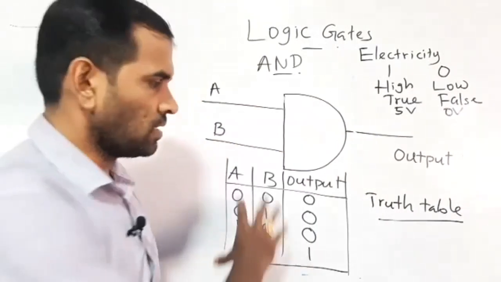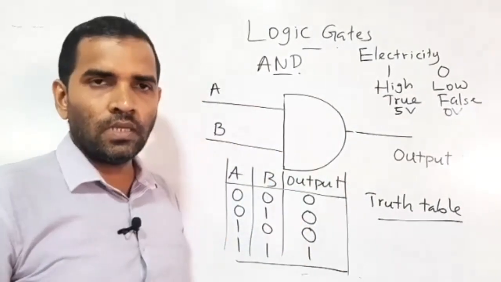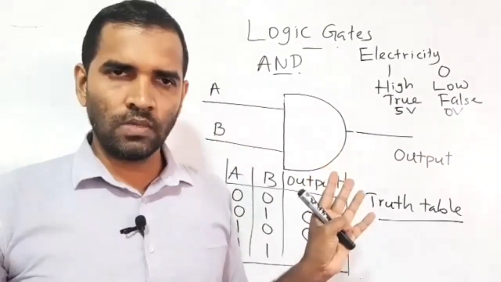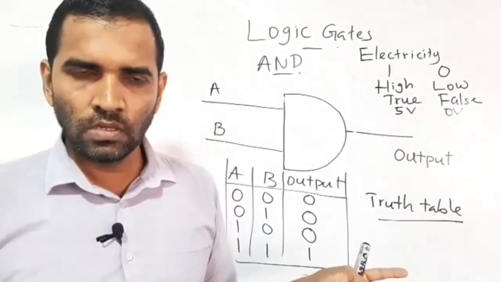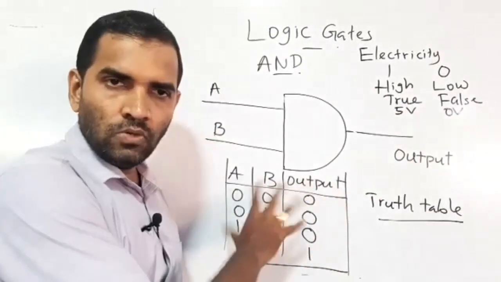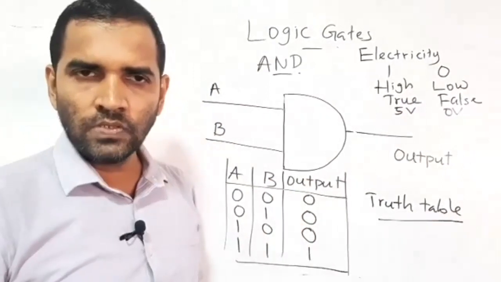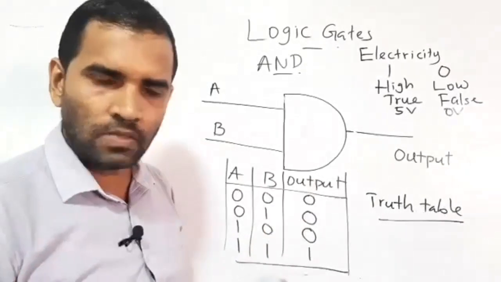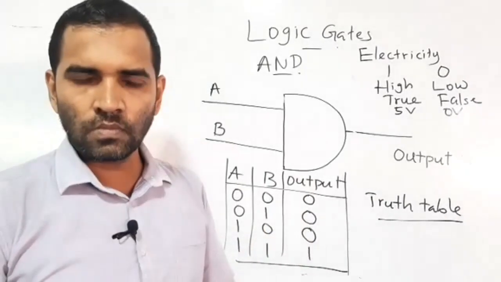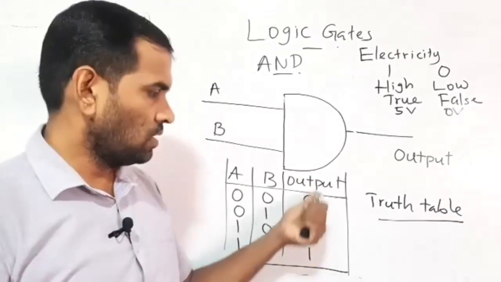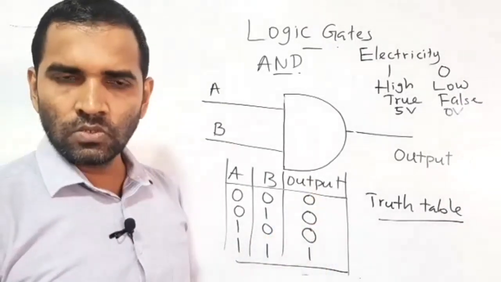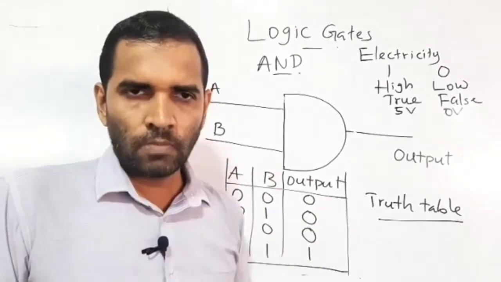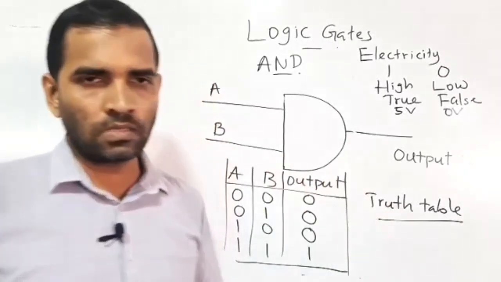So whoever sees that truth table can easily understand the function of the gate. Assume this table is shown to someone. When you analyze the table, you could easily understand that when all the inputs are high, or when all the inputs have electricity, the output is electricity. In all the other instances, you don't have electricity. This is very important because it shows the function of a particular gate. But here, this is the truth table for the AND gate.